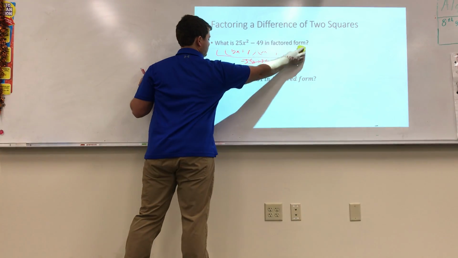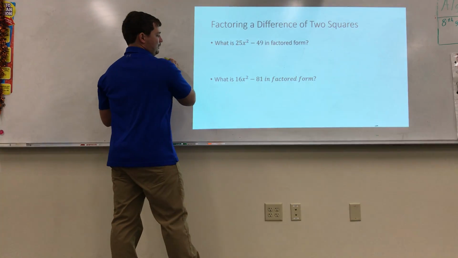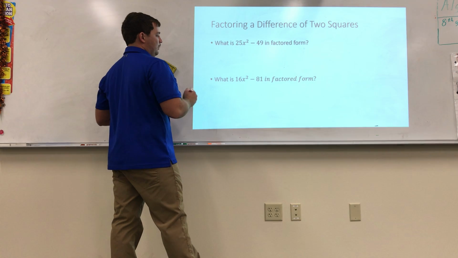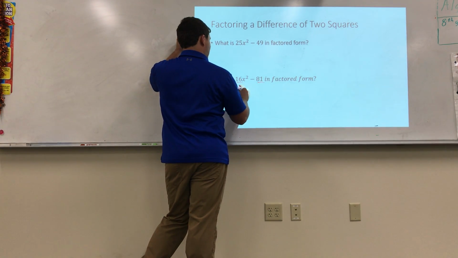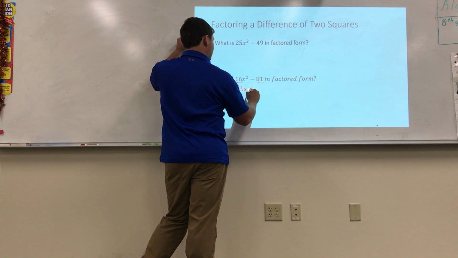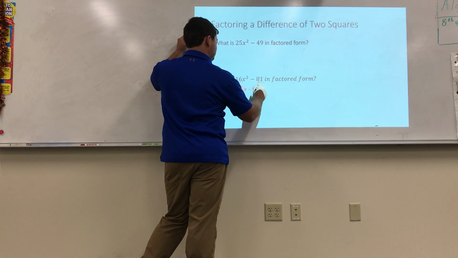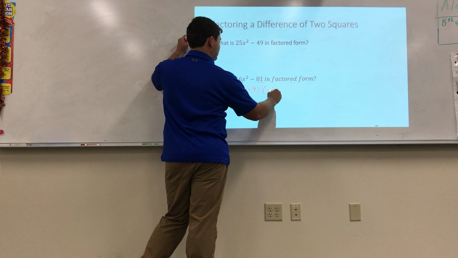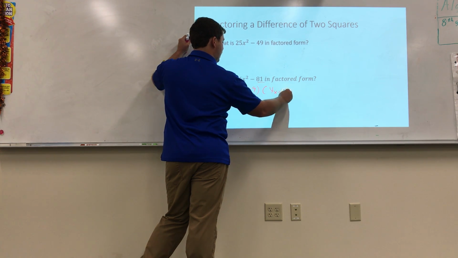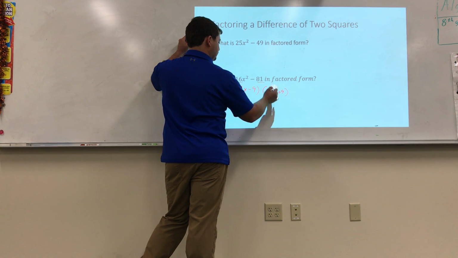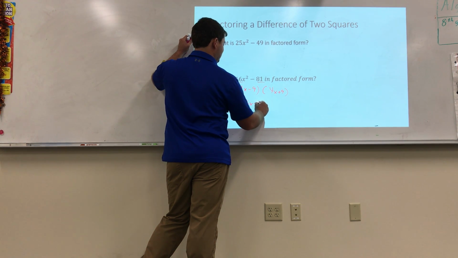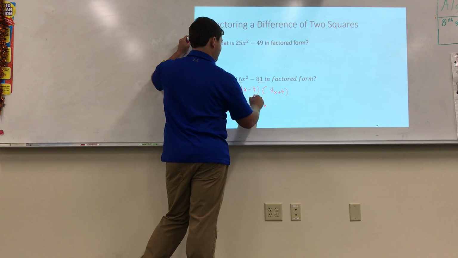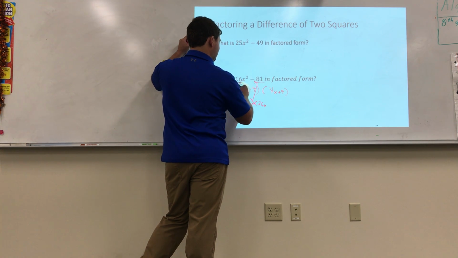What is 16x squared minus 81? Perfect square, perfect square. So we are at 4x minus 9 and 4x plus 9. Does it work? I'm going to get 36x minus 36x. It's gone, there's nothing up here, so it is correct.